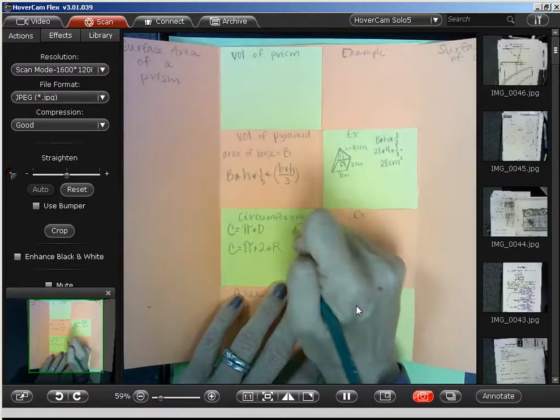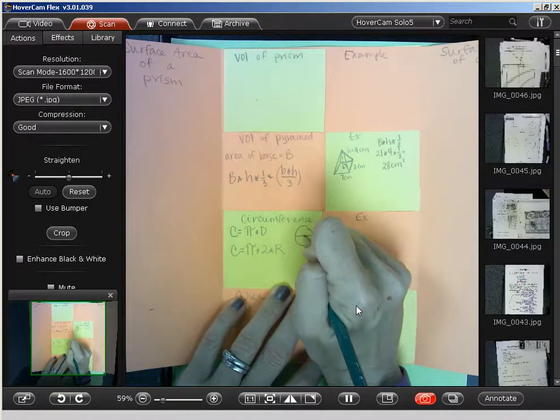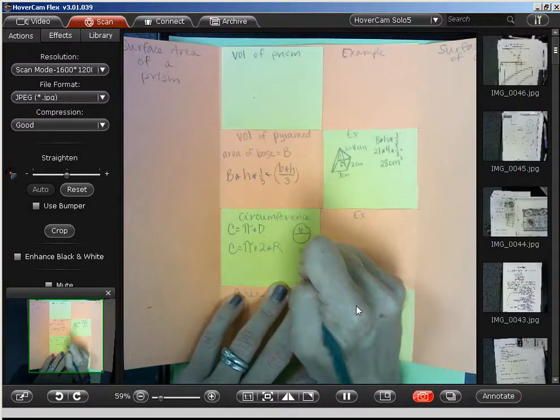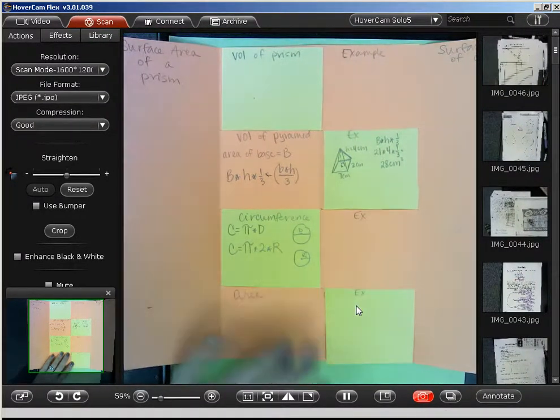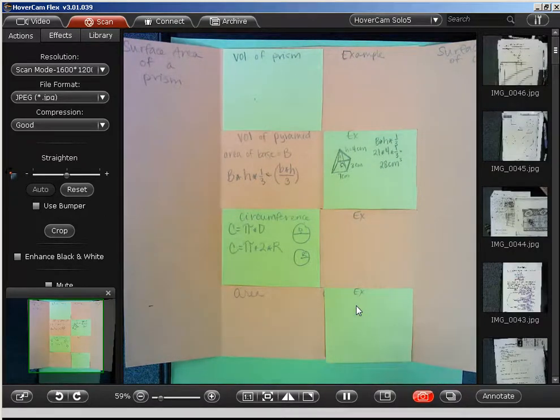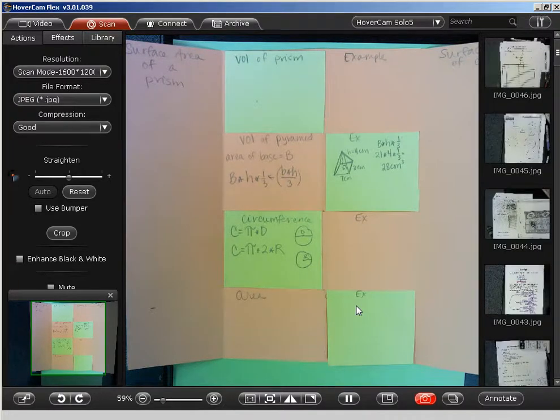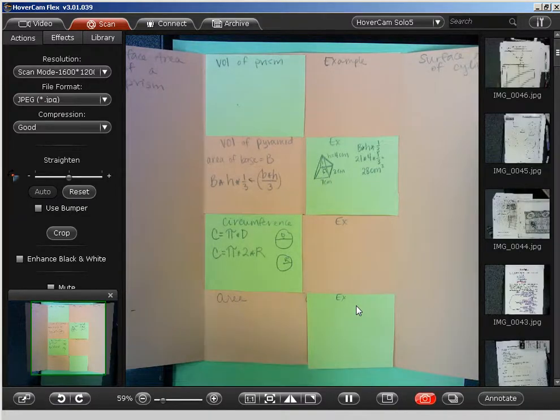So remember, diameter goes all the way across and a radius goes part of the way across. And since this is a one-dimensional measurement because it is a straight line, we do not square or cube our unit. Okay, let's do an example.